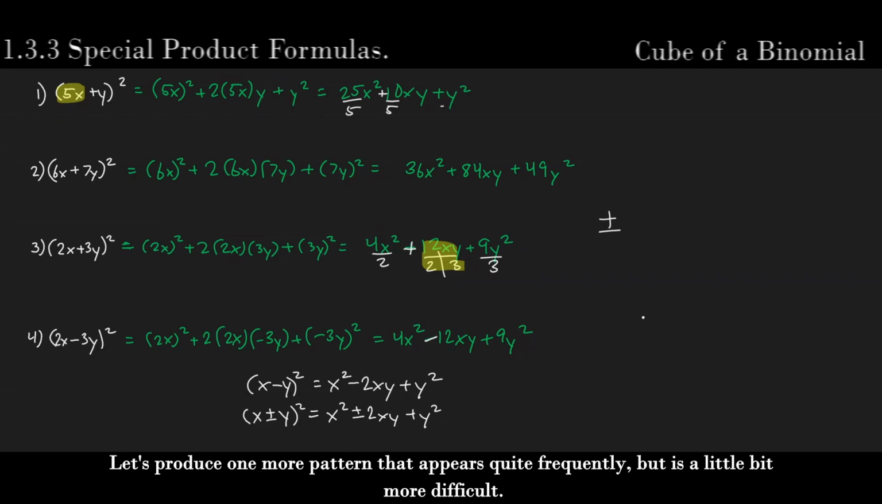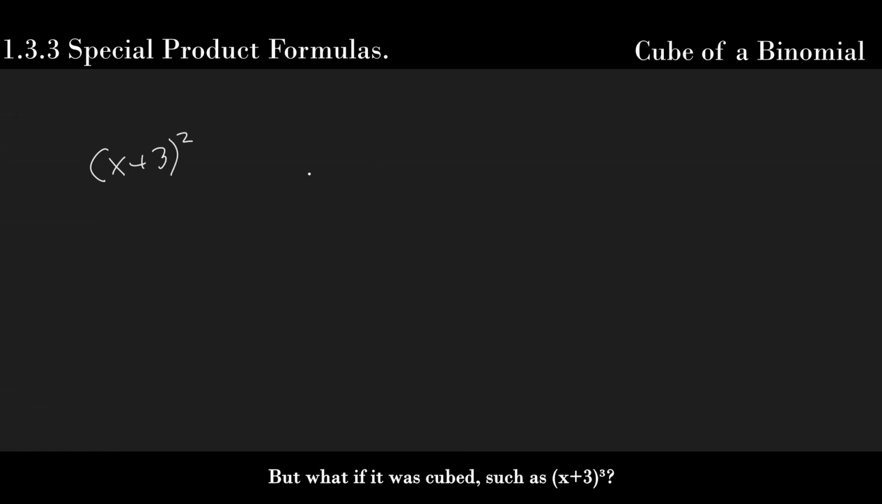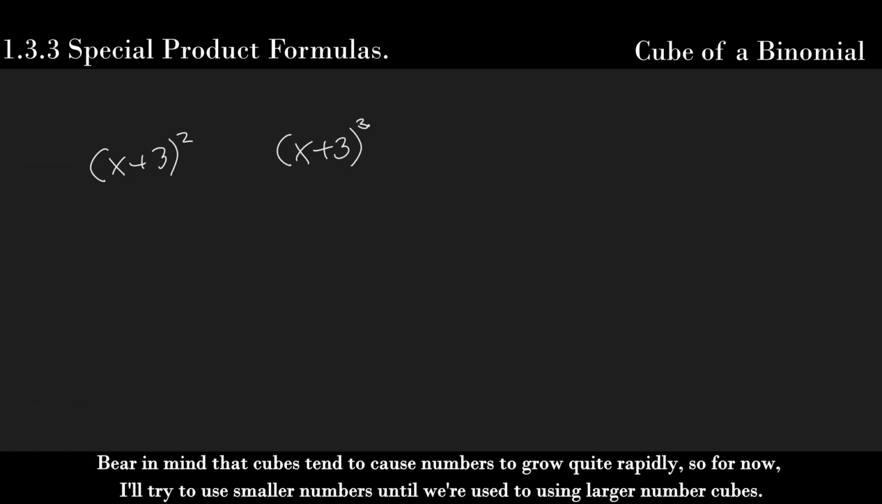Let's produce one more pattern that appears quite frequently, but is a little bit more difficult. We showed that we can multiply a squared binomial, such as (x plus 3) squared. But what if it was cubed, such as (x plus 3) cubed? Bear in mind that cubes tend to cause numbers to grow quite rapidly. So for now, I'll try to use smaller numbers until we're used to using larger number cubes.